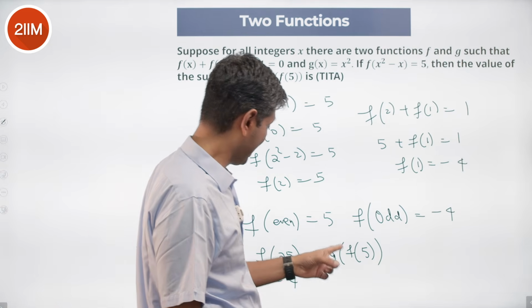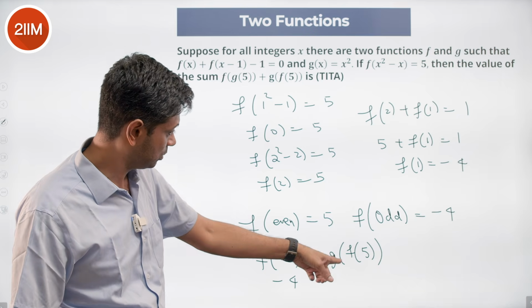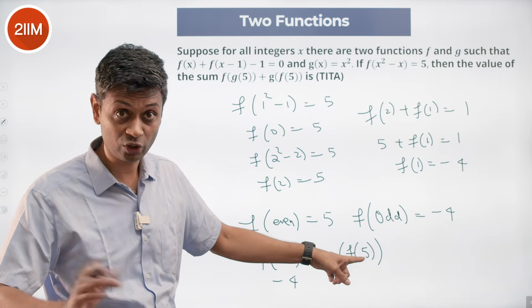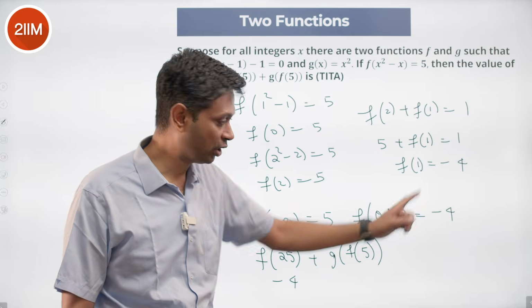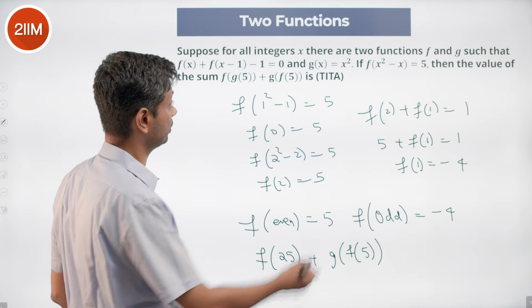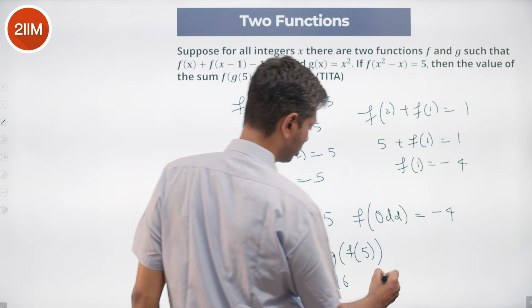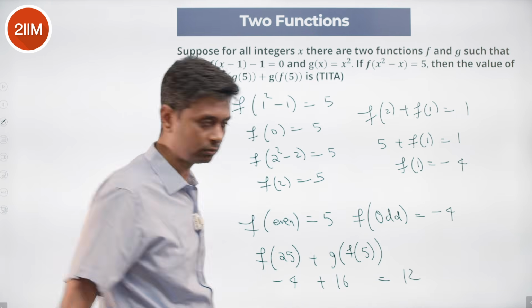G of f of 5. F of 5 is an odd number. So f of 5 will be minus 4. It is g of minus 4, which is minus 4 whole square. So it is minus 4 plus 16, which is 12.